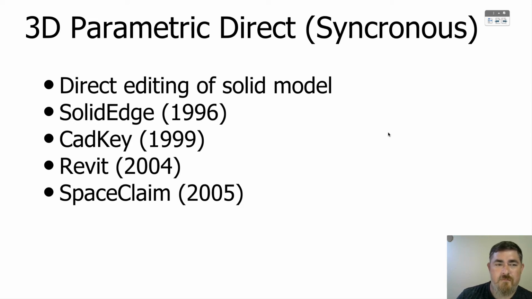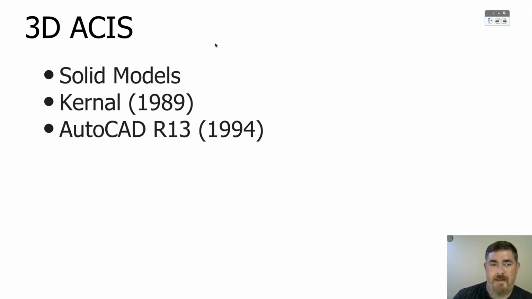Then the next thing was 3D Parametric Direct, or Synchronous modeling. This lets you create a solid model and then directly edit it. Back in the ACIS solids, you draw a solid, and if you wanted to change it, you'd have to make another solid and add or subtract from that original one. You couldn't just grab it and move a face or anything to change the size.